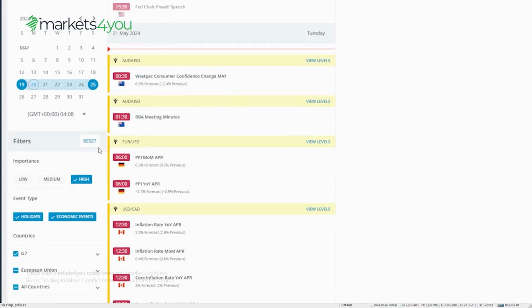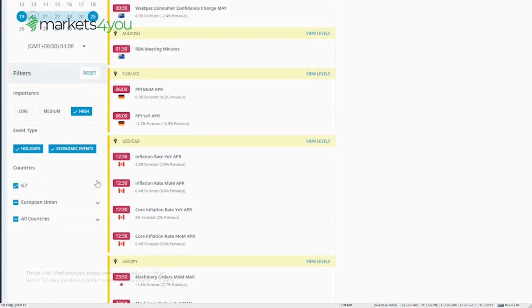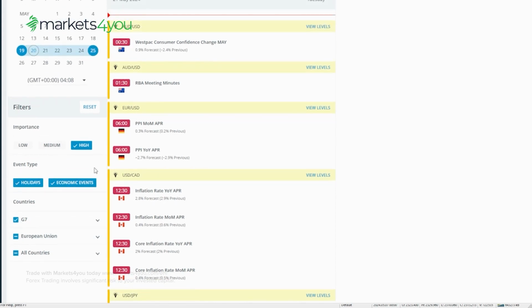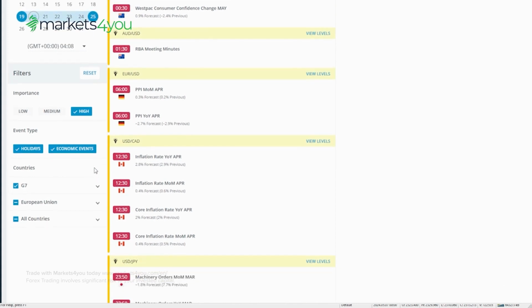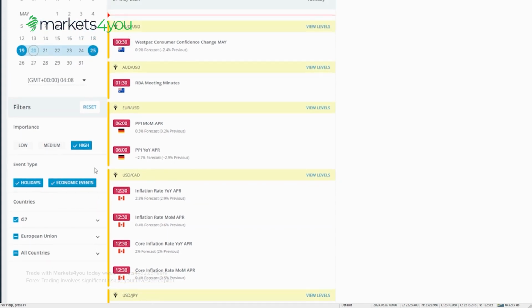Okay, so I already set the filters at high importance and economic events. I set some countries in G7, of course, added the European zone, and also some Asian countries like Australia and New Zealand. Okay, so let's just go to what will happen this week.